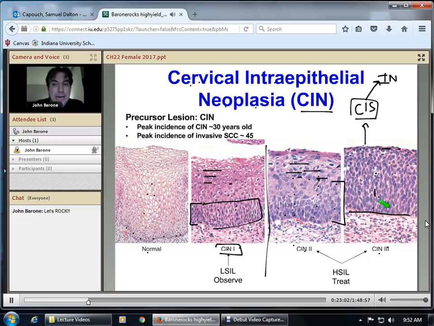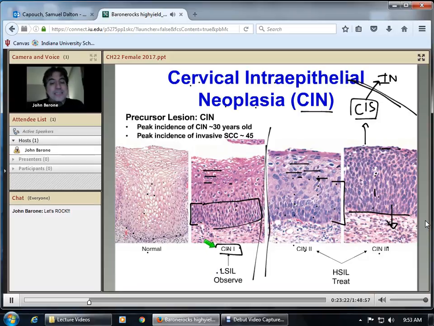Then the next step is invasion. It invades through this basement membrane, goes down in, invasive. So that is your second decision point. So let's repeat: decision point 1, decision point 2.